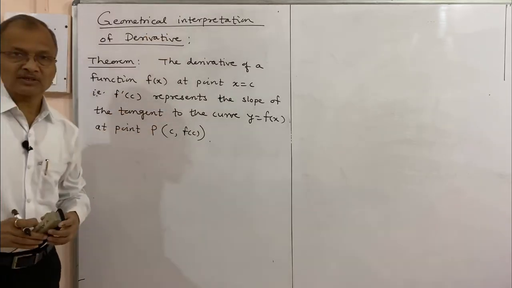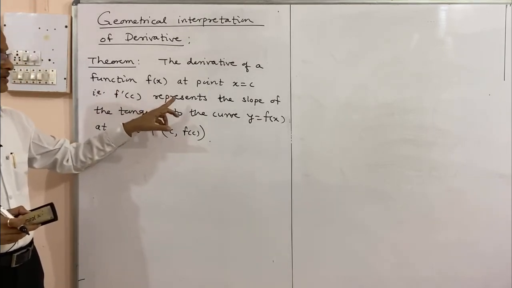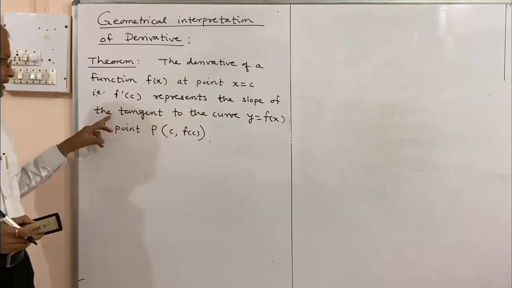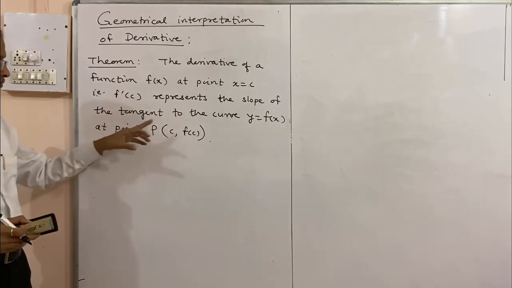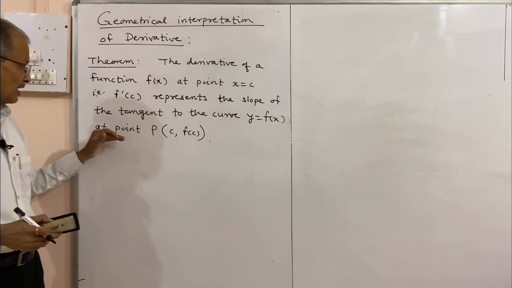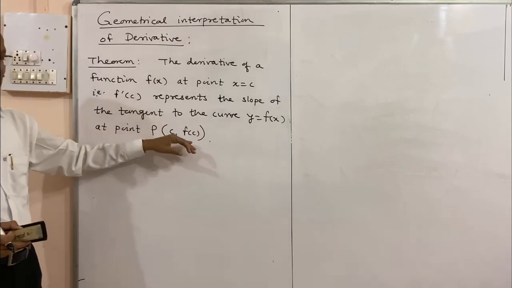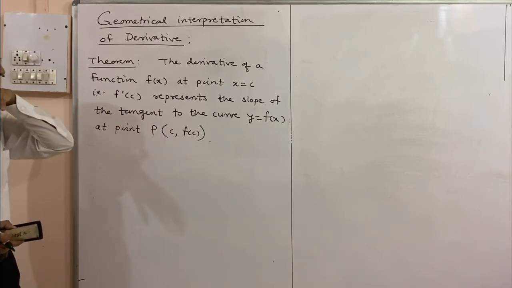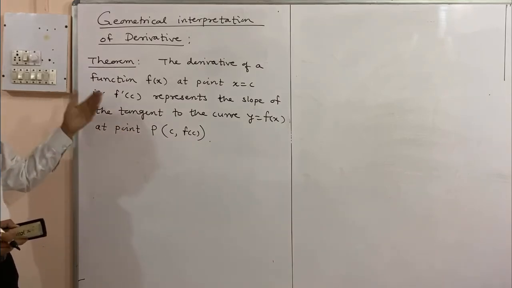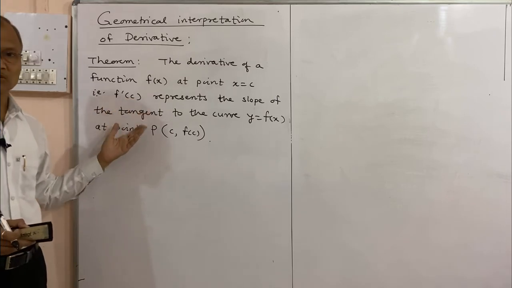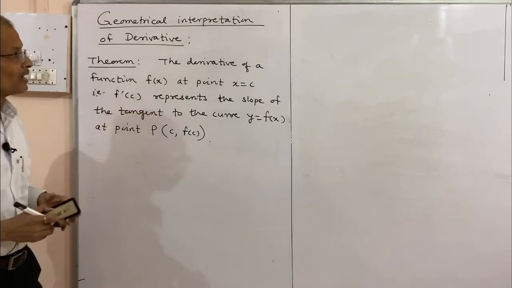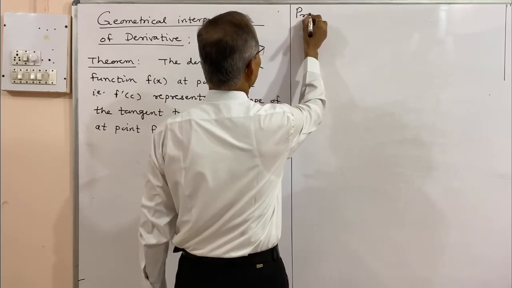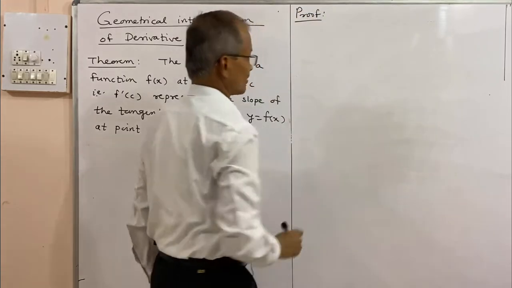What does derivative represent? Derivative is equal to the slope of the tangent to the curve y is equal to f(x) at point P, where (c, f(c)) is the point. Simply, derivative represents the slope of the tangent at the point, and we shall prove this result. To prove this result we draw a figure.